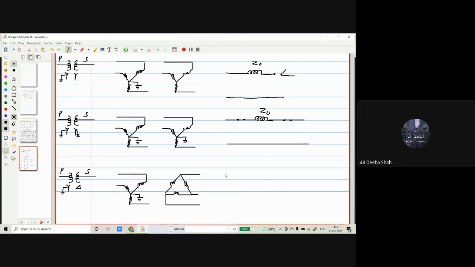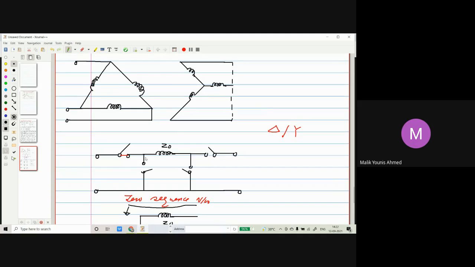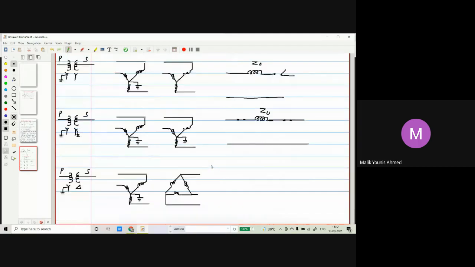Sir, 1 and 2 will be closed. 1 dash, 2 dash will be closed. Very nice. So this will be closed because the primary winding is star connected neutral grounded. The secondary shunt switch will be closed because the winding is delta connected. Very nice. That means you have understood.